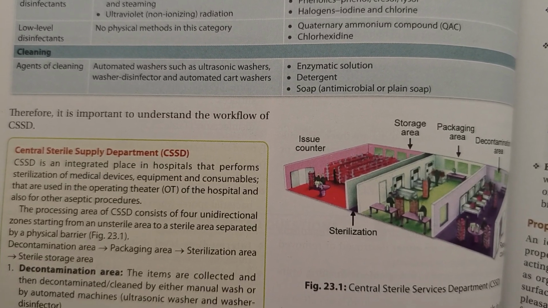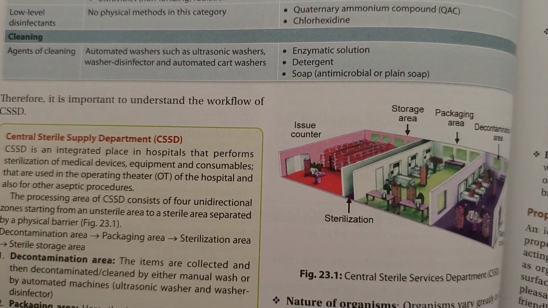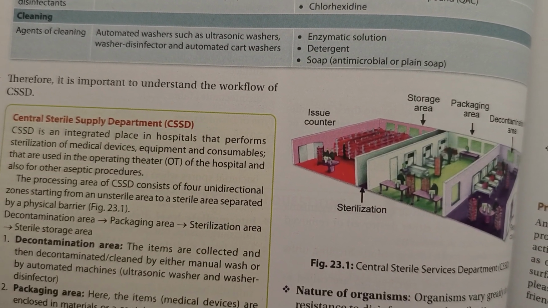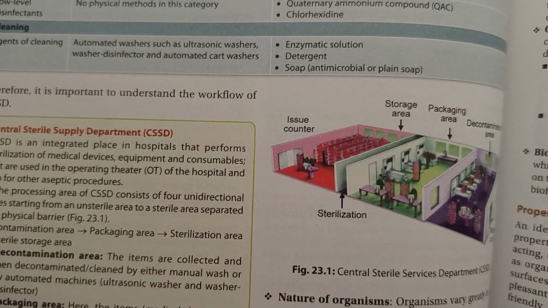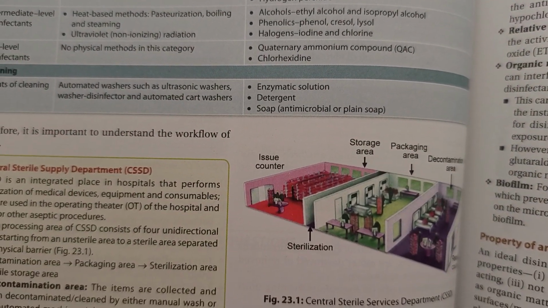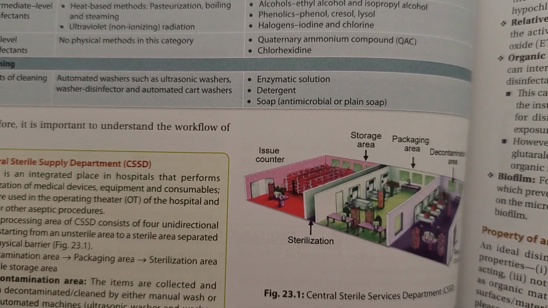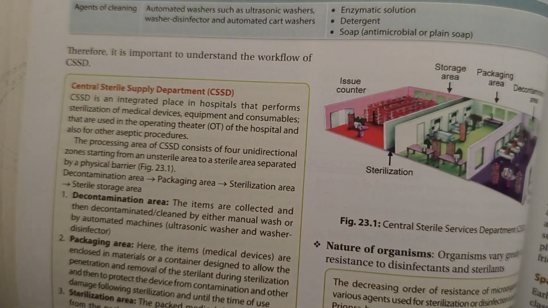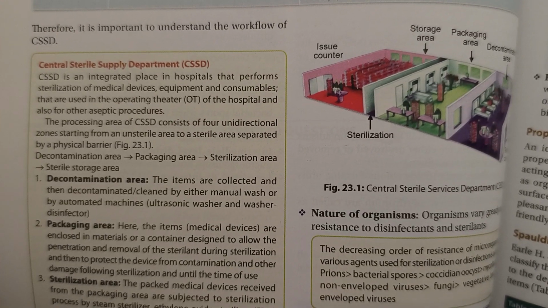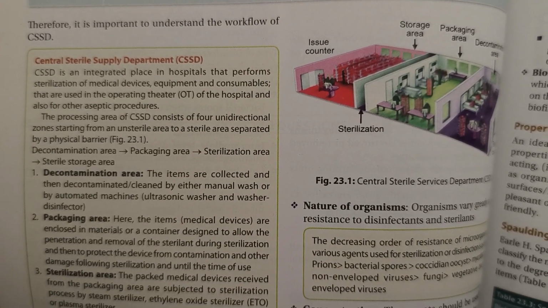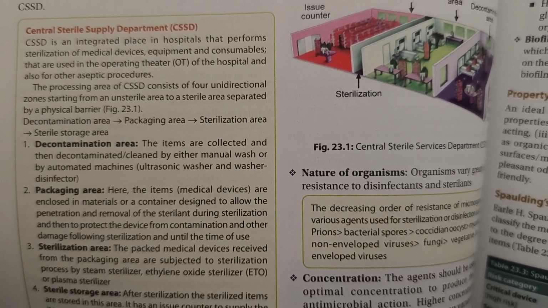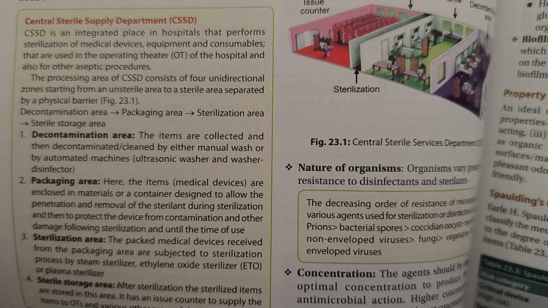Cleaning agents. The agents for cleaning automated washers such as ultrasonic washer, washer disinfector and automated cart washers. Chemical methods include enzymatic solution, detergent, soap which is antimicrobial or plain soap. Therefore, it is important to understand the workflow of Central Sterile Supply Department, CSSD. So let's study Central Sterile Supply Department, CSSD.